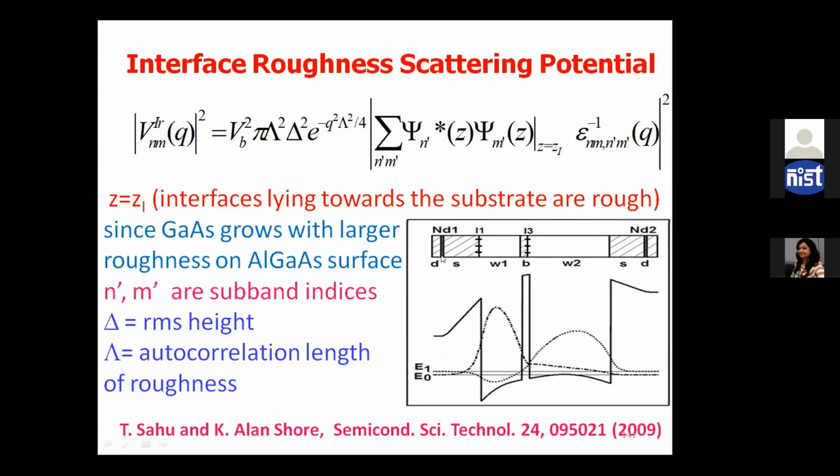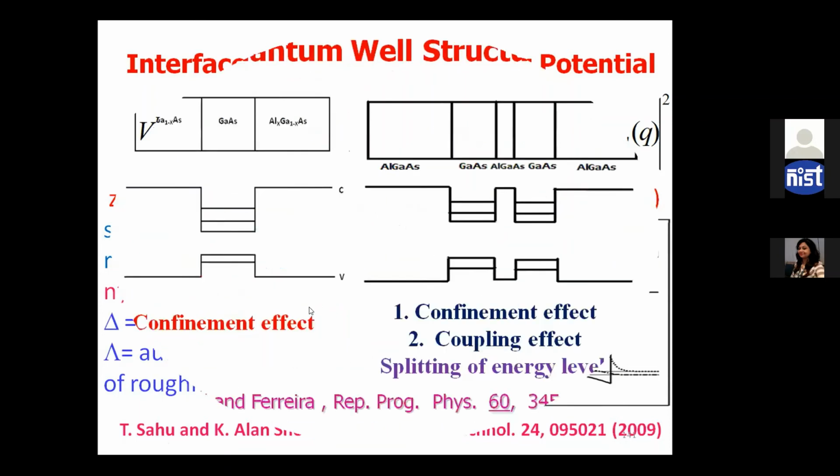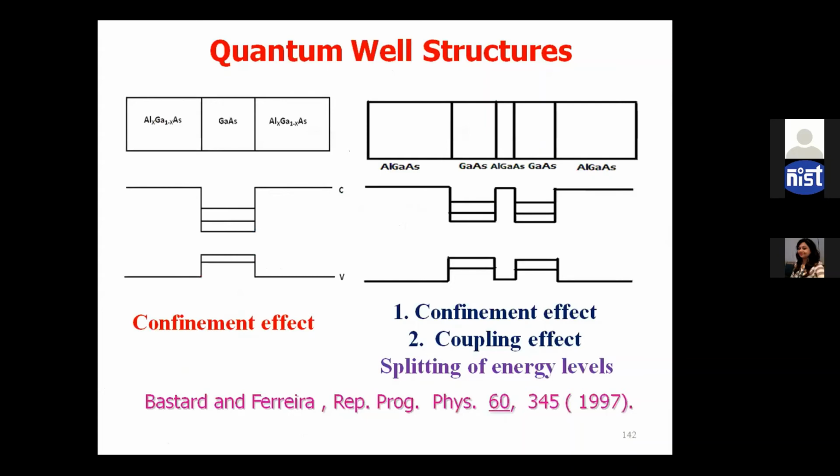So specifically, it has been shown from experiment that not all interfaces contribute interface roughness scattering. If you are moving from the substrate, there are four interfaces: I1, I2, I3, I4. But I1 and I3 will contribute to the interface roughness scattering. So this is all about the basic mathematical description, or basic theory, of how we can model mobility. Right now we will analyze some of the results that we have worked on.